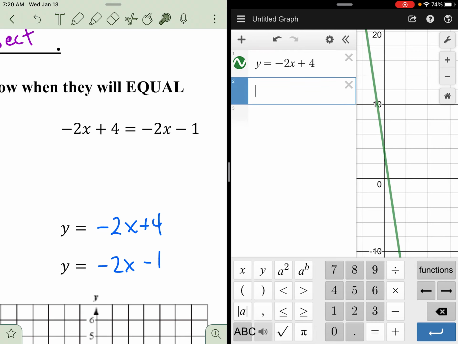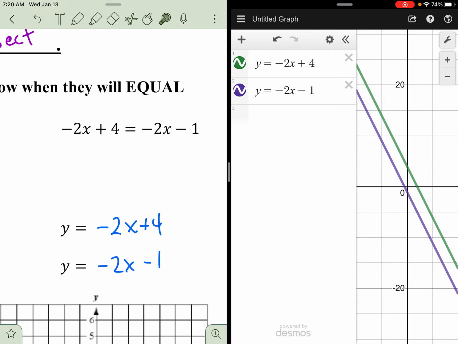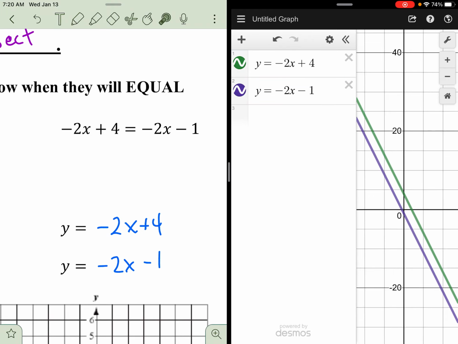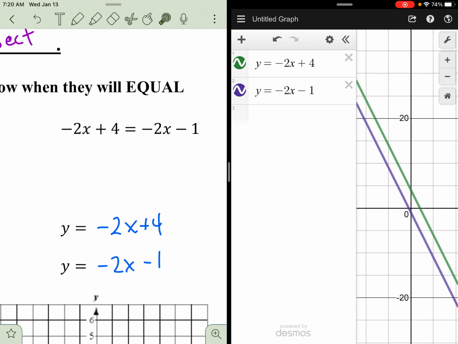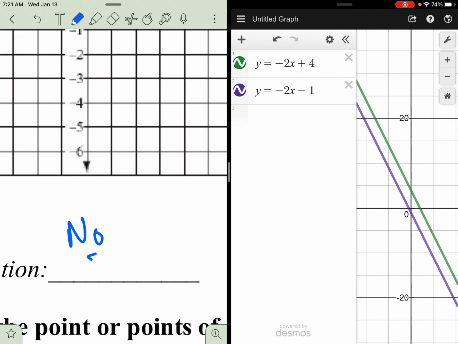And remember, parallel lines never touch. So if that's the case, then this should be no solutions. And we know that just because the slope is the same. And voila. Look at that. Parallel lines never touch, no matter how far you zoom in or out. They look like they get closer, but it's only because of the axes. So this is actually no solutions. It never touches.